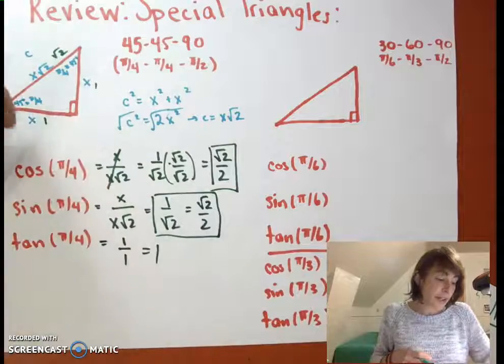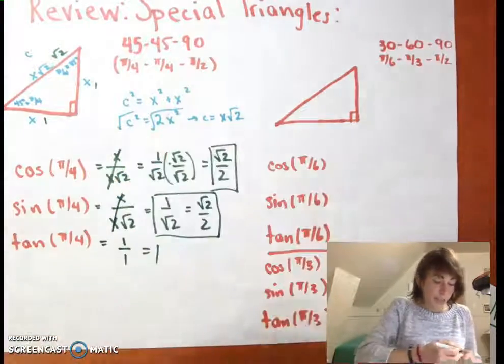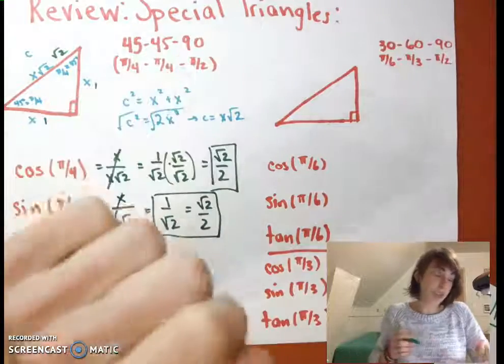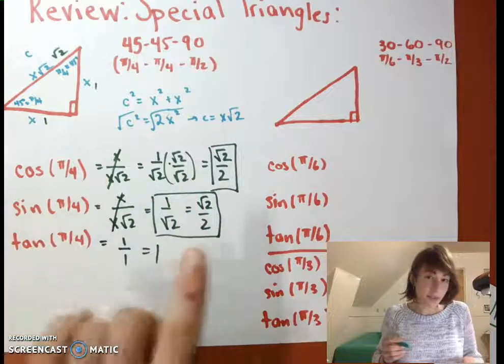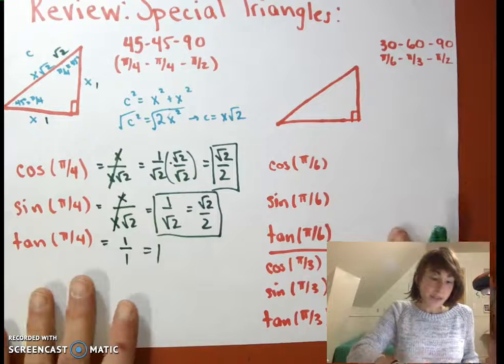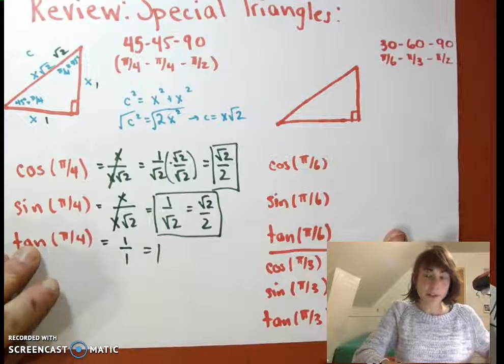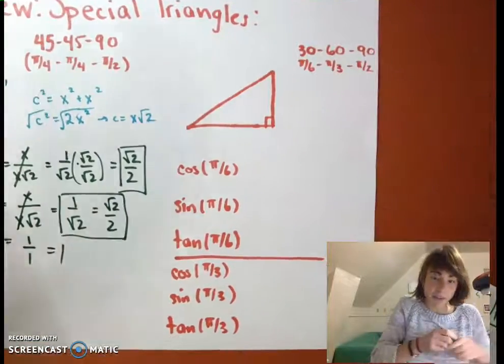So no matter what x is, because it ends up canceling out, if we have a 45-45-90 triangle, the cosine is root 2 over 2, the sine is root 2 over 2, and the tangent is 1. So now let's do the same for our other special triangle, the 30-60-90, or the pi over 6, pi over 3, pi over 2.